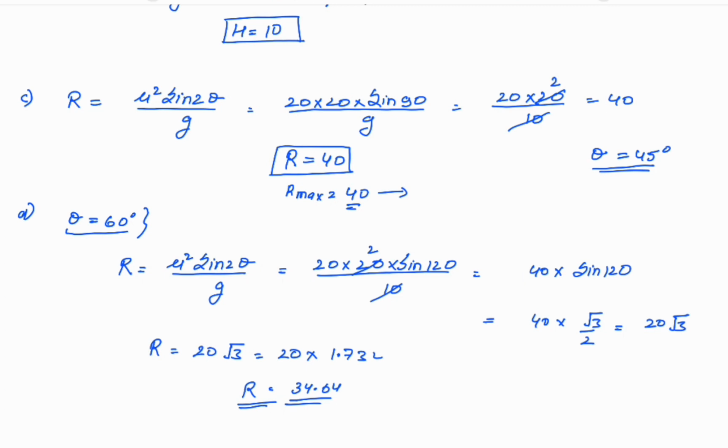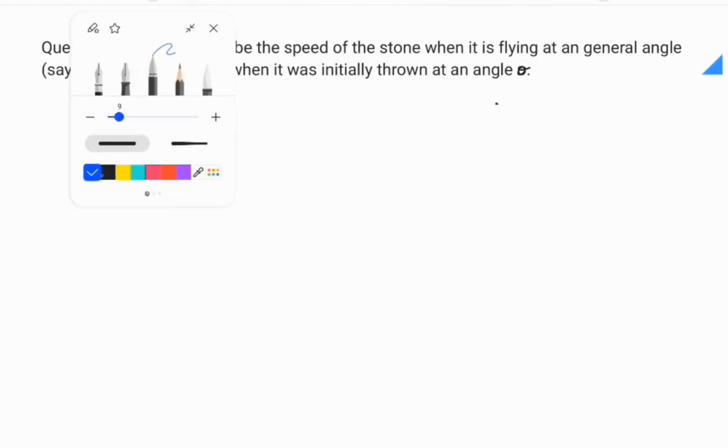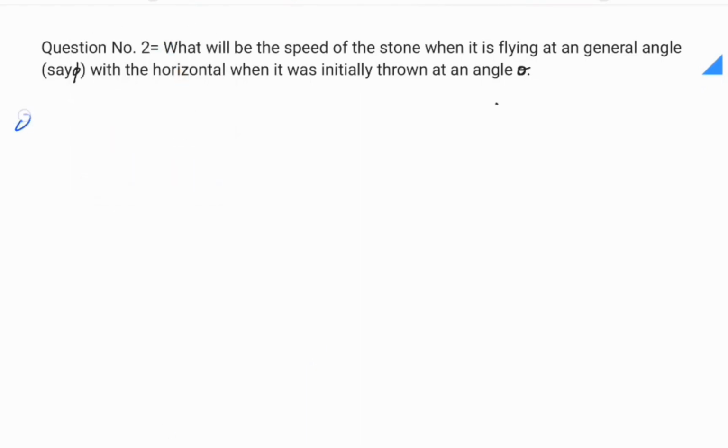Now look at another question, question number 2. Let's read what it is asking. What will be the speed of the stone when it is flying at any general angle, say phi with the horizontal, when it was initially thrown at angle of theta? Okay, it's very easy now.